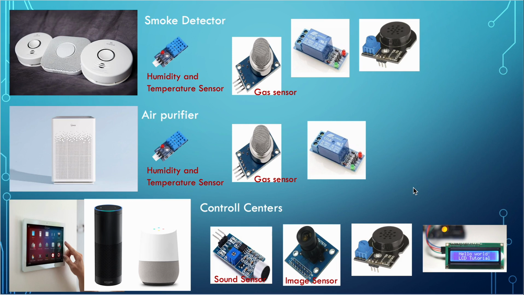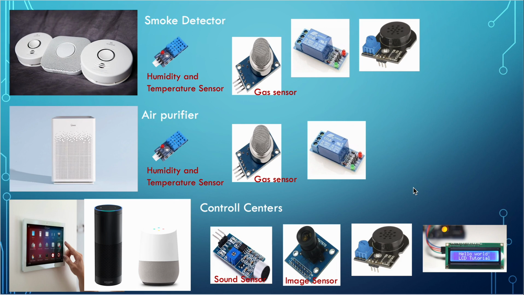If you go to the next example, it would be the smart smoke detectors. We have extensively talked about how these could function, right? So smart smoke detectors would definitely have humidity and temperature sensors.